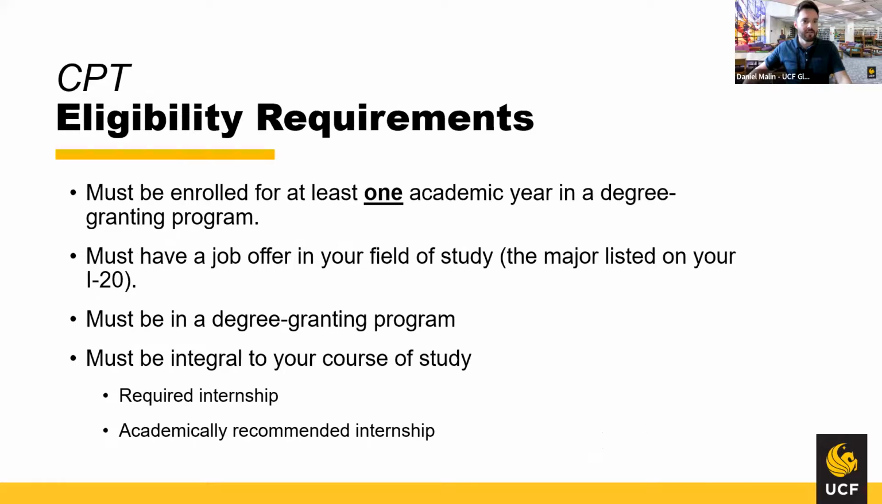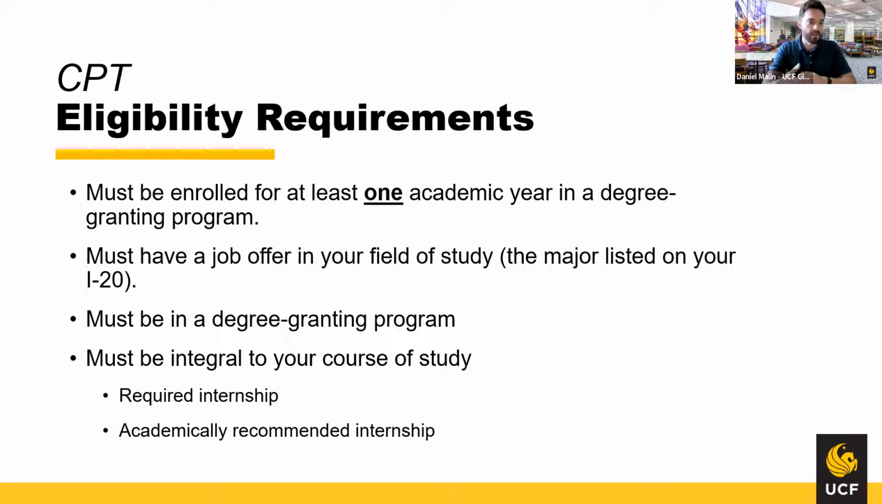So with that said, let's talk about the eligibility requirements for Curricular Practical Training, CPT. So most importantly, you need to first be eligible to apply for CPT before you actually begin any kind of off-campus employment. Some of these eligibility requirements are that you must have been enrolled for at least 1 academic year. And 1 academic year is code for 2 major semesters, so fall and spring semester, or spring and the following fall semester in a degree seeking, degree granting program.